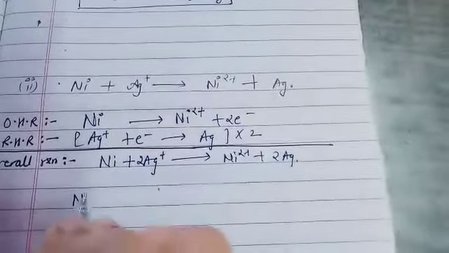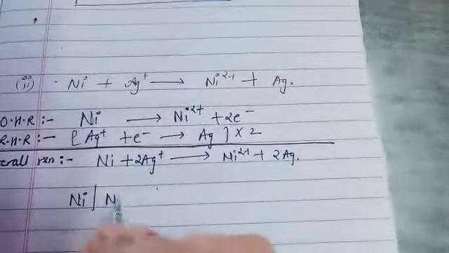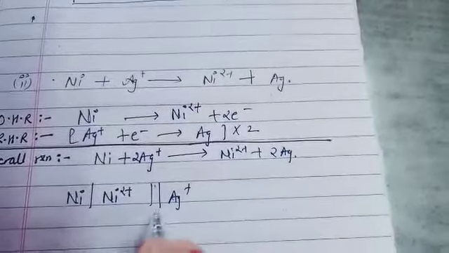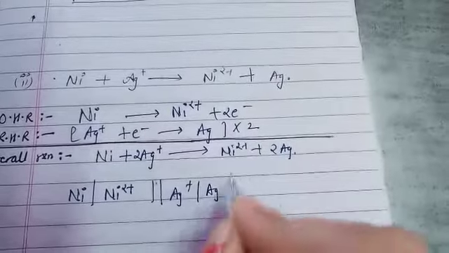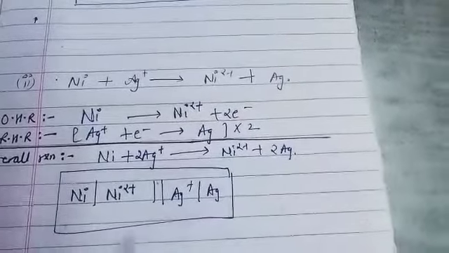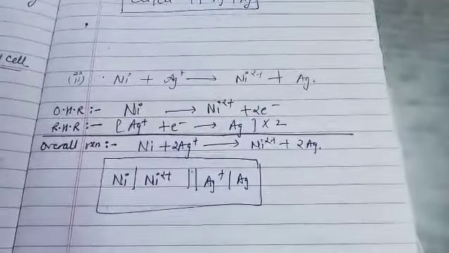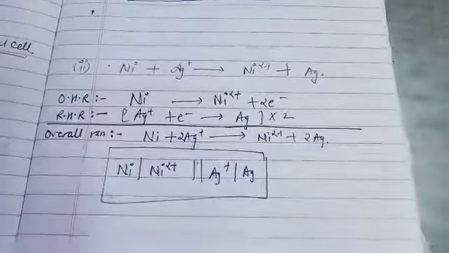Okay, oxidation, and Ni becomes Ni2+. After that, separated by salt bridge, Ag+ becomes Ag. So this one is a simple representation of an electrochemical cell. Now after that we have one or two terms. That one is also important.